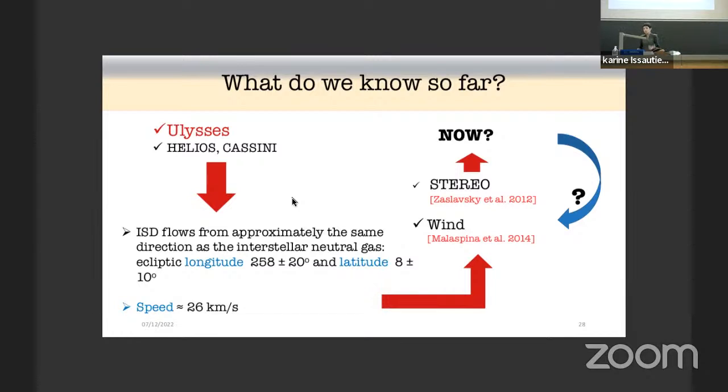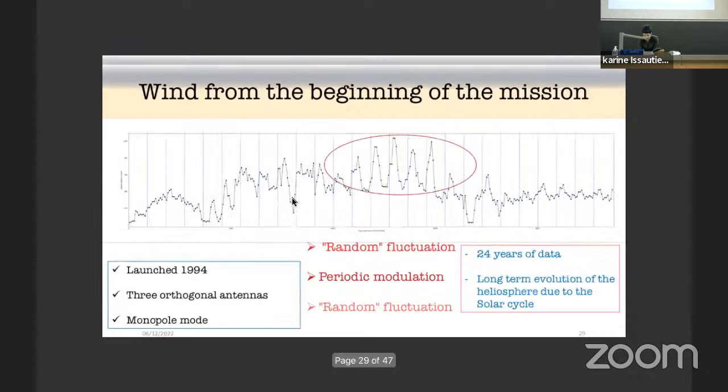But we don't know, maybe something changed now also on those probes. So we decided to go back to the data and revisit the data to see what's happening those days. And what we did, we started with Wind. Here we have the Wind satellite, which was launched in 1994, and it has 3 orthogonal antennas, but the operating mode is monopole. It's a little bit complicated, but we don't want to go into the details. We just want to see what's happening with the dust flux over the years.